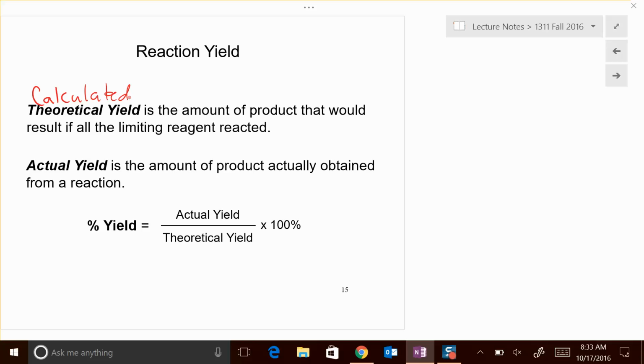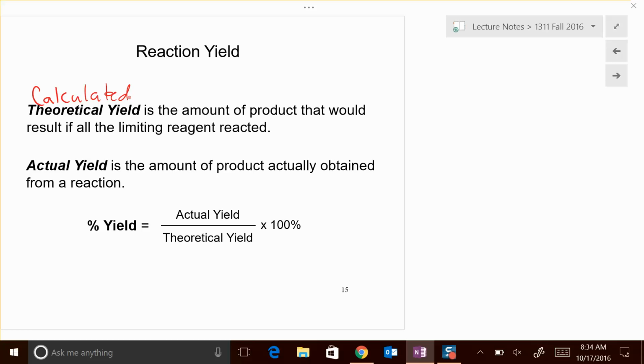I run the reaction. I should have gotten 50.5 grams of product. I only got 40.3. That's my actual yield. Okay? So 40.3 is the one that I actually get in the laboratory. I should have gotten 50.5. Okay? So that's the difference between actual and theoretical. A theoretical yield is the product amount that we calculate. So a lot of times we have to determine what our limiting reactant is so we can figure out how much product is formed, and that's our theoretical yield.